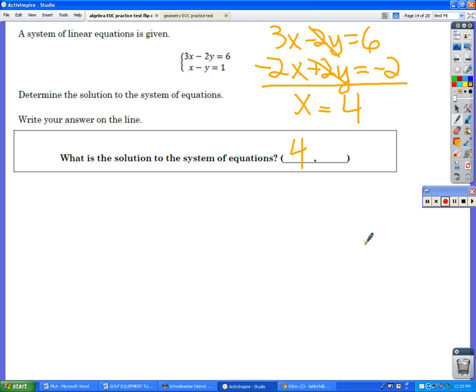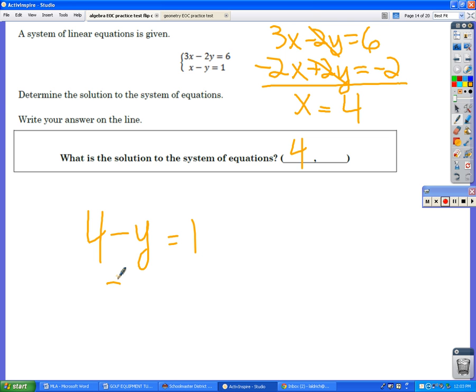Notice that there's another step though. We also have to figure out what y equals. So to do that, I'm going to take this 4 and plug it into either the top equation or the bottom equation. I don't care which one. Bottom. Bottom one? Okay, so instead of writing x minus y equals 1, I'm going to write 4 minus y equals 1. How do I solve that?